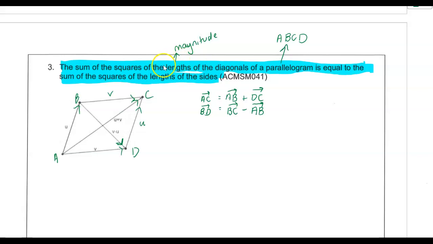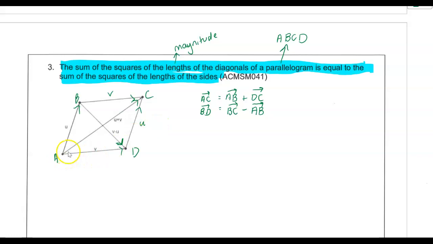Now, when we're looking at vectors, the length is going to be magnitude. So we want to get a magnitude of the sum of the squares of those lengths. We're going to come up with a formula for that in a moment. And we're going to show that, hopefully, when we work that through, that's going to be equal to the sum of the squares of the lengths of the sides.